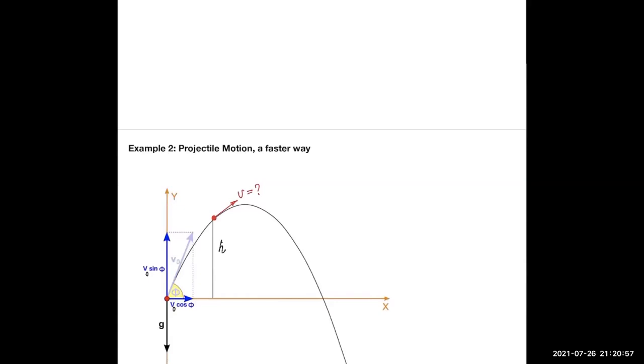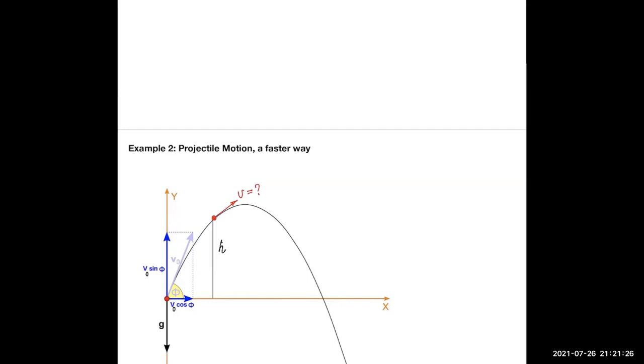Here's the problem. We project a projectile starting from the origin of a coordinate system, and it's got a certain initial velocity, v naught, making an angle phi with the horizontal x-axis. The question is, after the object goes up by distance h, assuming it goes up first, what is the speed of the projectile after it goes up by vertical distance h?